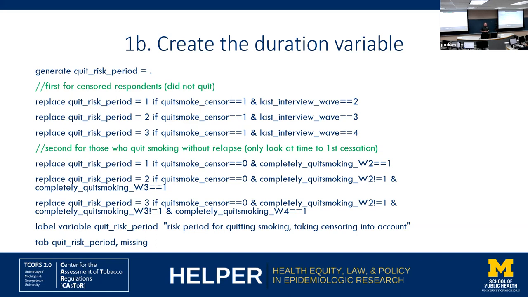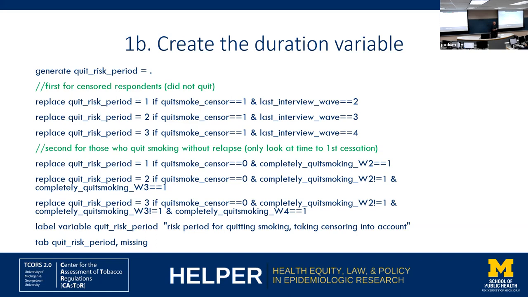So we're combining the censor variable, looking at those who didn't quit smoking. Then we're looking at the last interview wave to get a value of one, two, or three, right? So we create that variable. That's the first condition. The second one is looking at those who quit smoking. And again, we're only looking at the time until first reported quitting. So the reason I'm doing it this way, at least in Stata, is the person quit smoke censor is equal to zero, which means they did quit smoking. They completely quit smoking in wave two. Right, so this person completely quit smoking in wave two. That's how we're going to code that person. They're going to have a value of one at wave two.